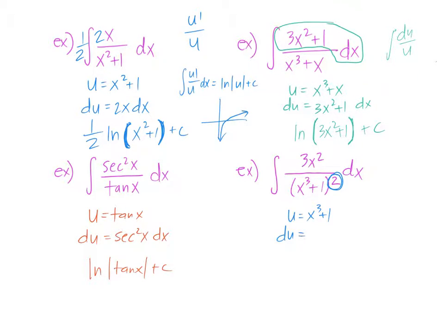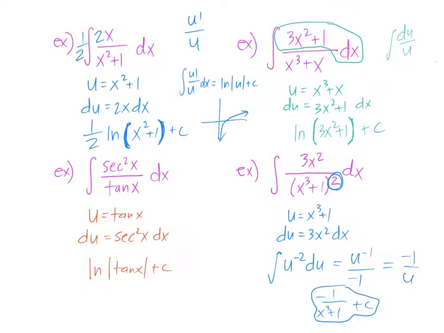Du would be 3x squared dx, which I have. So when I do my substitution, I get u to the negative 2 du, which becomes u to the negative 1 over negative 1, or negative 1 over u. And when I substitute back, negative 1 over x cubed plus 1 plus c.